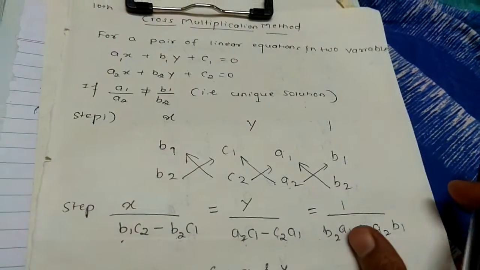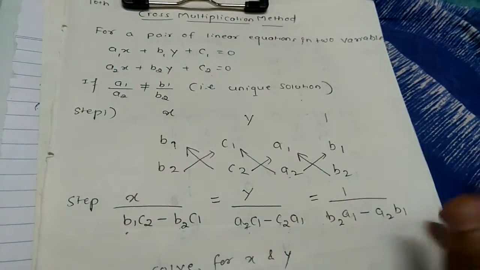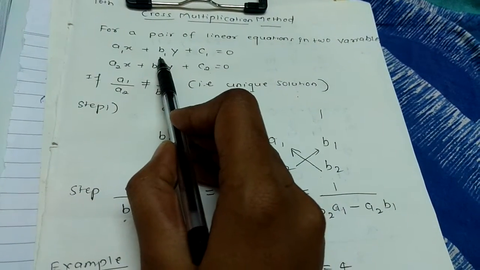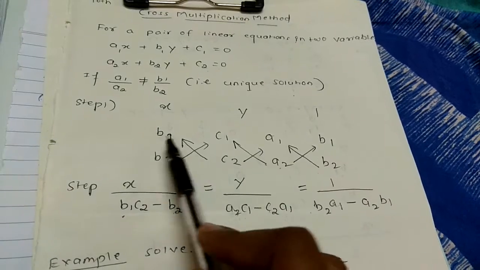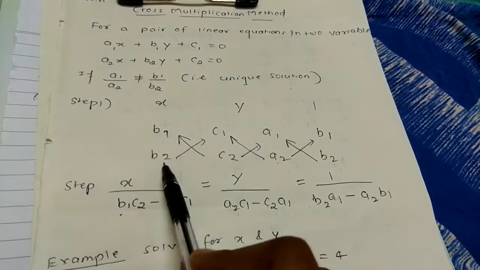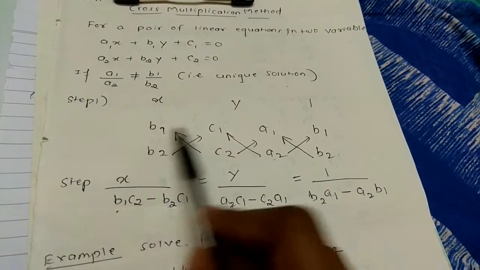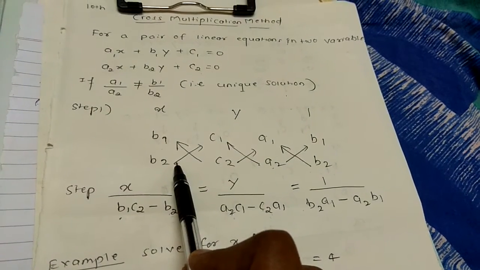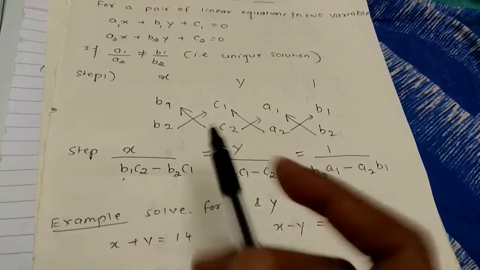Just see the arrangement. Here you have to find x and y. So write x, y and here 1. Next, what are you going to write? Start with the coefficient of y: b1, c1, a1, b1, and the last same number you are going to write here. Similarly, below that b2, c2, a2, b2. Here in the general form we have taken these notations, but in actual equations you will get numbers here.